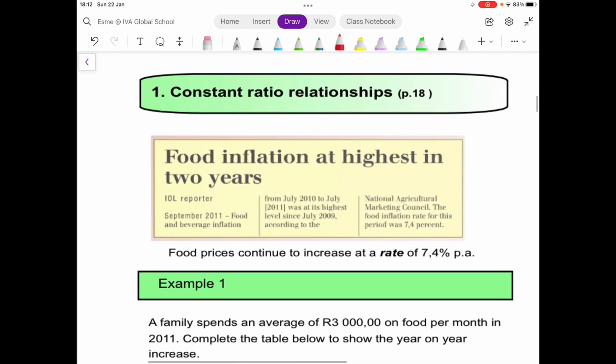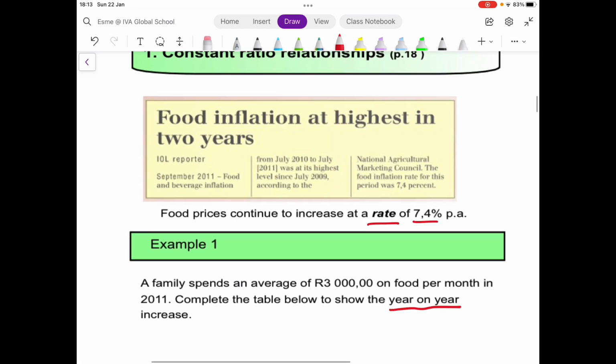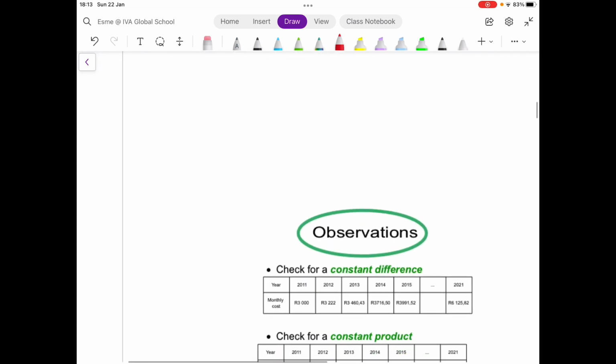This is a new concept, a constant ratio relationship, and we are dealing with inflation here. Food prices, the highest in 2 years. Food prices continue to increase at a rate of 7.4%. A family spends on average 3,000 Rand on food per month in 2011. Complete the table below to show the year-on-year increase.